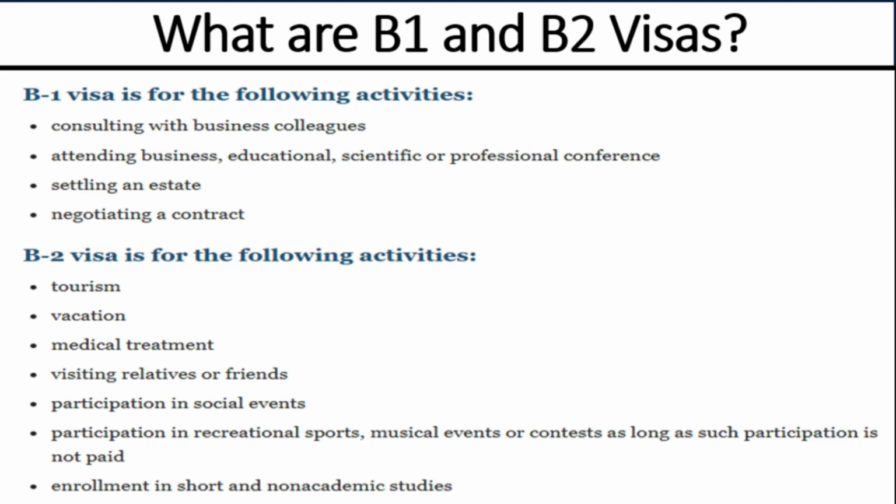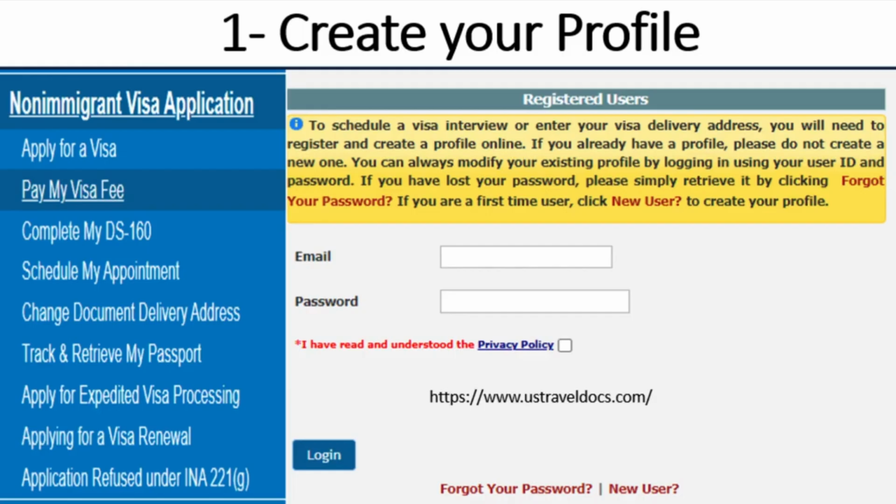So now let's go to the first step in the process, which is create your profile. It is very important to create your profile because you will need it to apply for a visa, pay the visa fee, complete DS160, schedule your appointment, change document delivery address, track and retrieve your passport, apply for expedited visa processing, apply for a visa renewal, and for applications refused under 221(g). So you will need this account. Definitely you will need it.